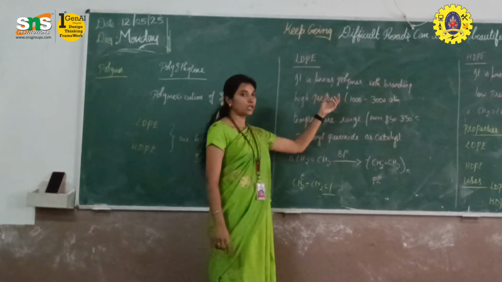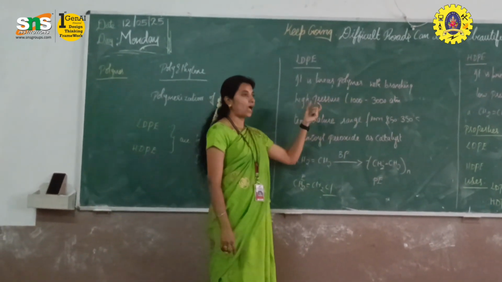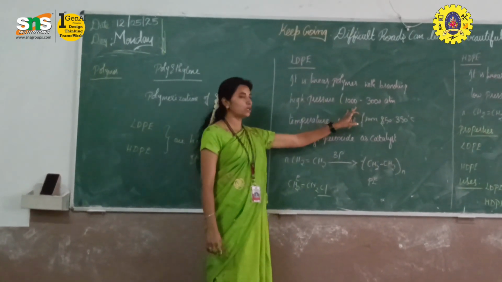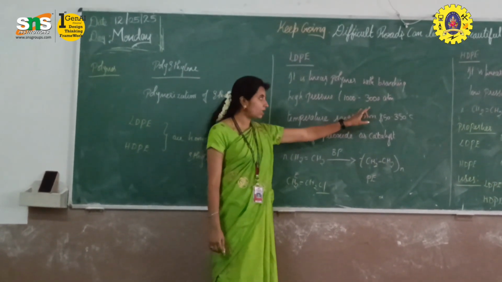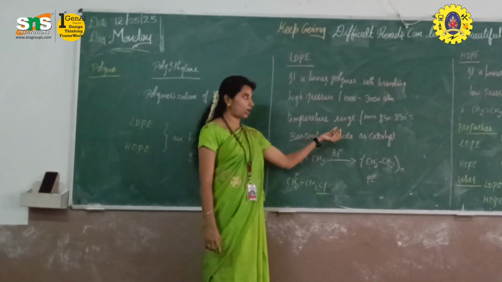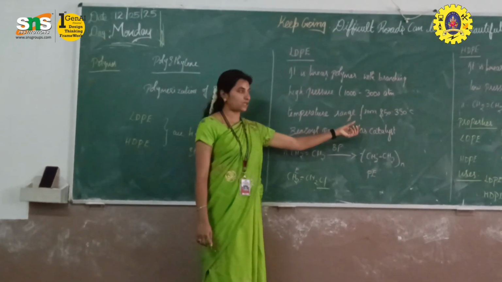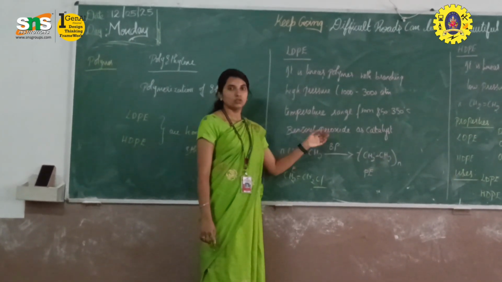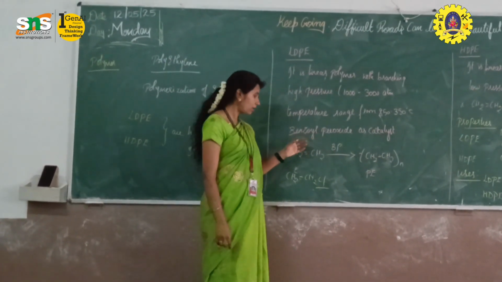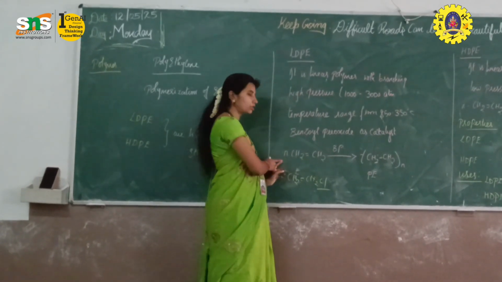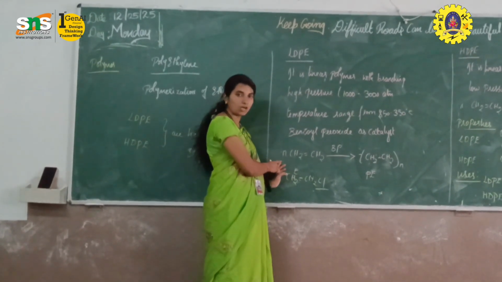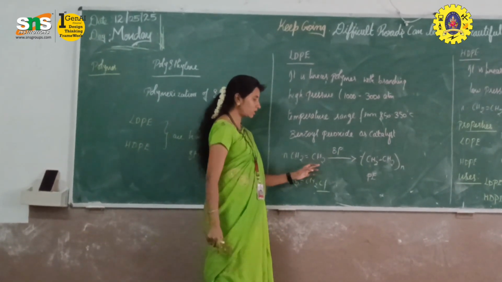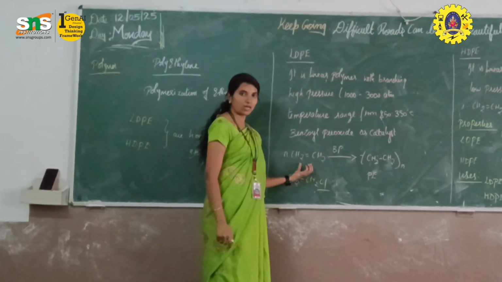Whenever it has a linear polymer with branching structures, it undergoes a polymerization at high pressure, in the atmosphere of 1000 to 3000 atmosphere and in a temperature which ranges from 850 to 350 degrees Celsius, and in the presence of benzyl peroxide as a catalyst. So this is the formation of a polymer with n number of repeating units; the n is called the degree of polymerization, that is n equal to CH2 double bond CH2. This is the formula for ethylene.